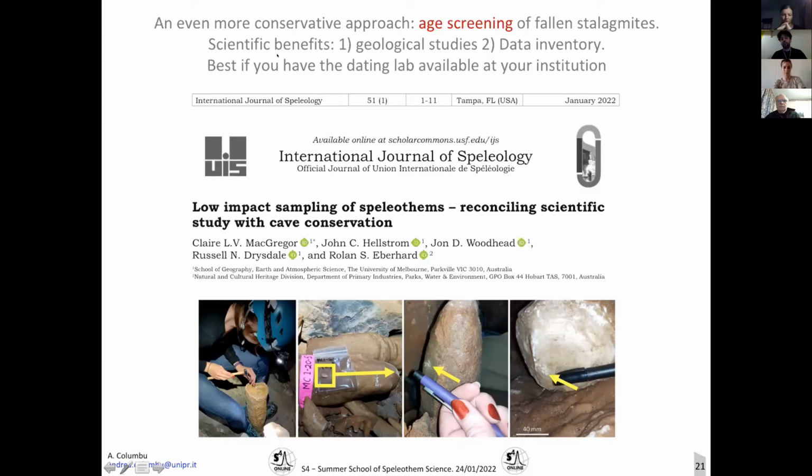And there are also scientific benefits with this approach. You can accomplish geological studies without sampling, without extracting the speleothems from the caves, but also you can create a data inventory for future studies. And I think this is one of the best approaches if you have the dating lab available at your institution.